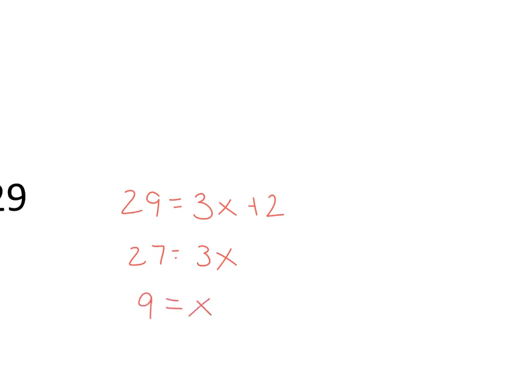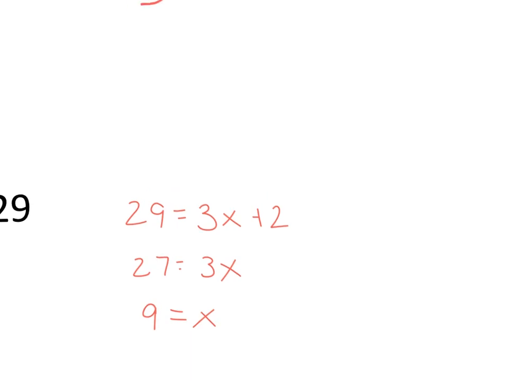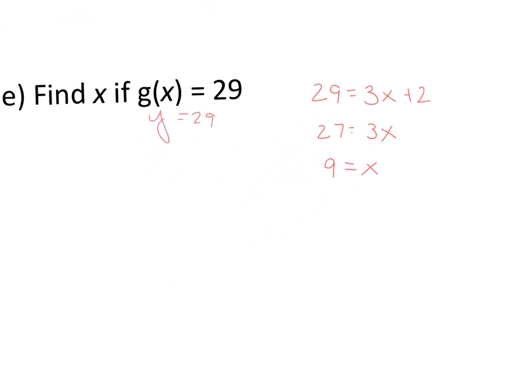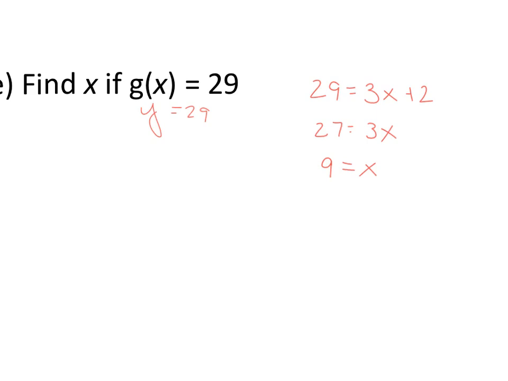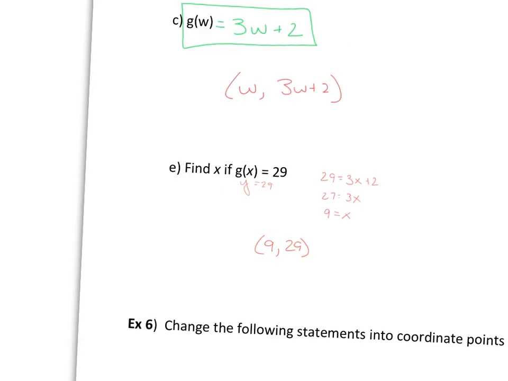Okay, so now when you're writing your coordinate point on this guy, you got to be a little more careful on this one. Okay, so in this case, your x value would be 9. Your y value, or in this case g of x, is 29. Okay, all right, let's try another one of those.